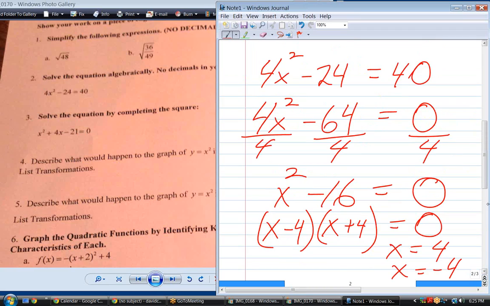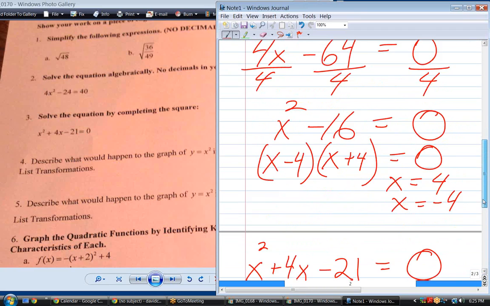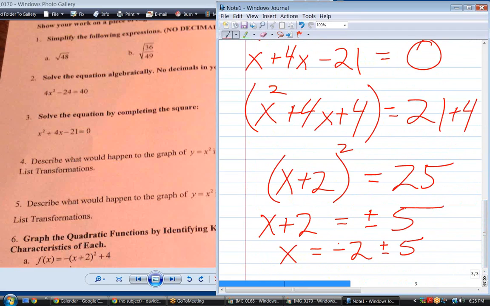Notice what two answers this produces. Minus 2 plus 5 is equal to a plus 3. Minus 2 minus 5 is equal to a minus 7. So I get the same two answers I got doing it the easy way. But this does teach you how to complete the square.